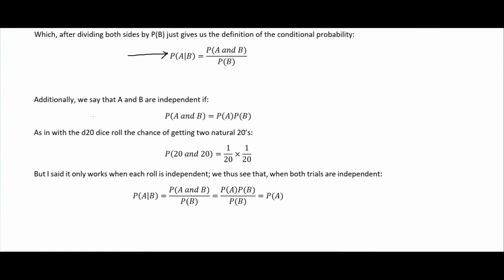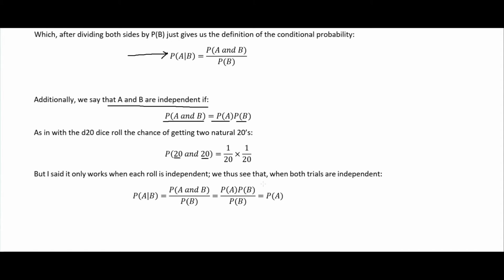All right, so additionally, when we say A and B are independent, like I said, that means P(A and B) is equal to the probability of A times the probability of B. So in the example we used before with the 20-sided die roll, the probability of getting a 20 on the first roll and a 20 on the second roll is 1 over 20 times 1 over 20, which was equal to 1 over 400. But I said that only works when each roll is independent.